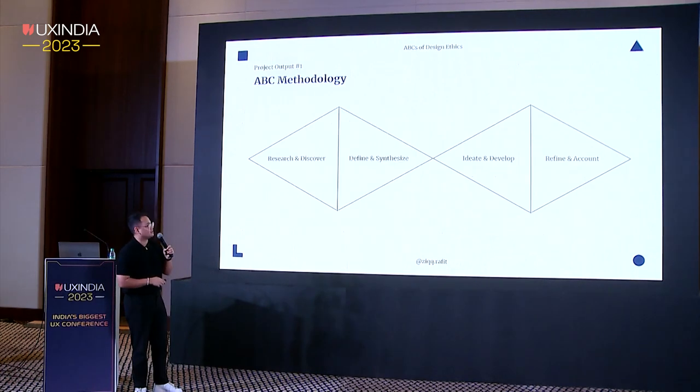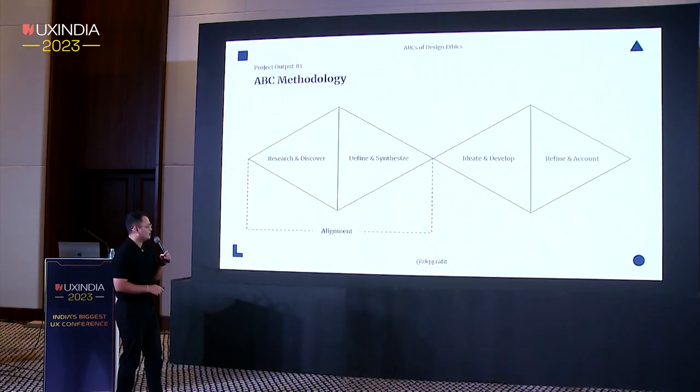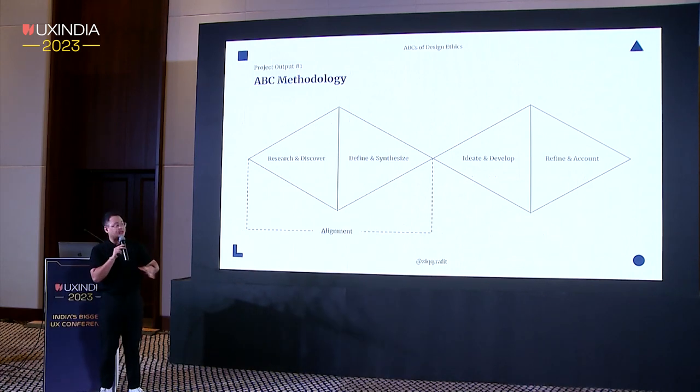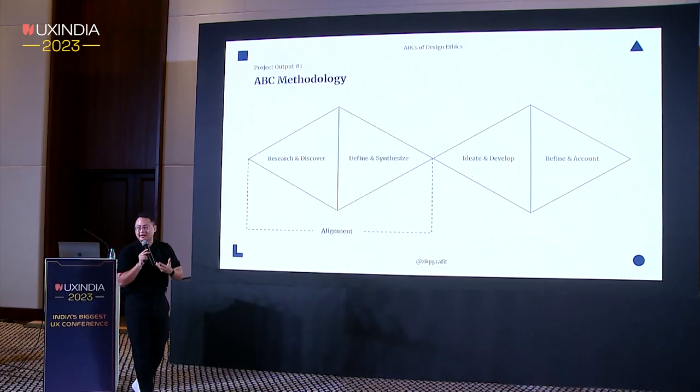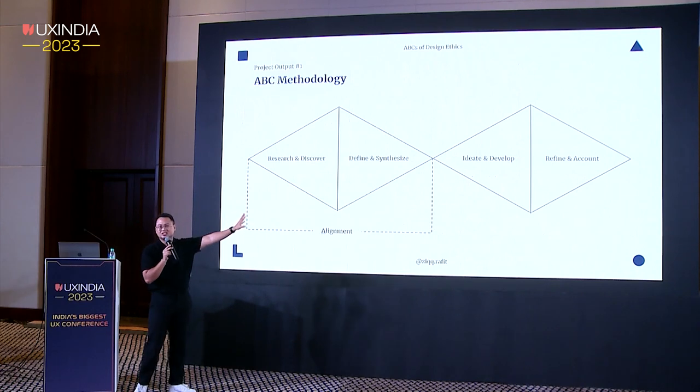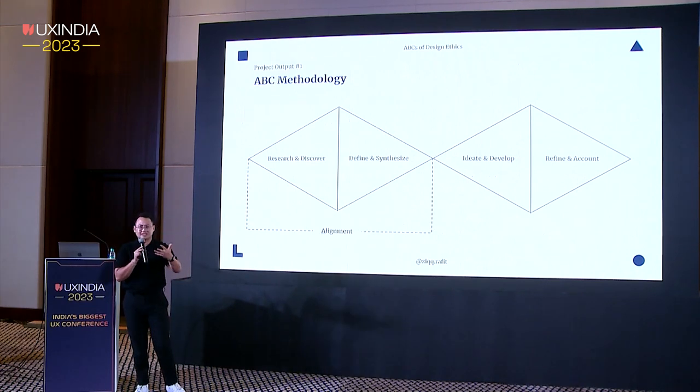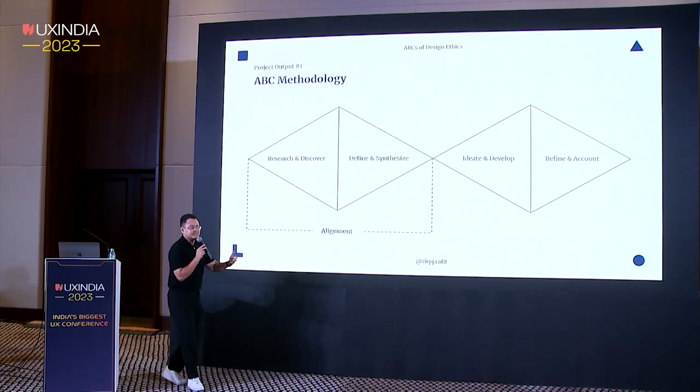So if you look at the double diamond, alignment starts off at the first diamond, right? So alignment is all about understanding the value system. So that happens in your research phase, right? You understand the community, you understand the value system, what are their needs, right?